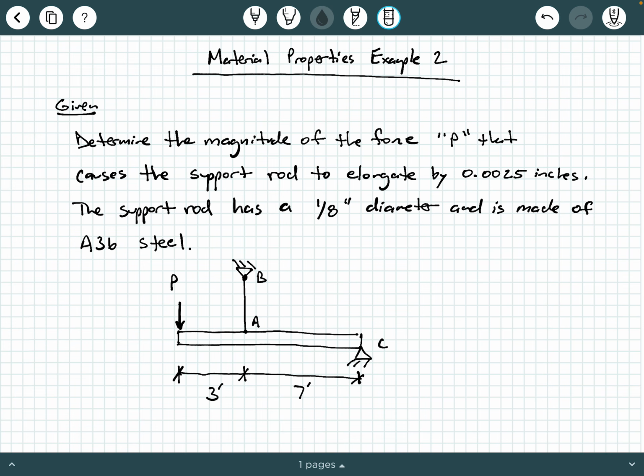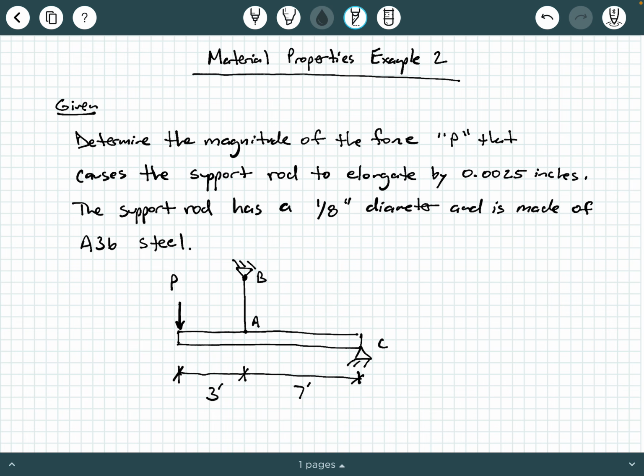So in this example, we are given this beam here. We have this horizontal beam that's being supported by an axially loaded support rod AB. You have this very simple pin connection between the beam at point A and then some kind of external support at point B. So both of these are like little pins. And then the beam itself is also being supported at a point C by an external hinge, okay?